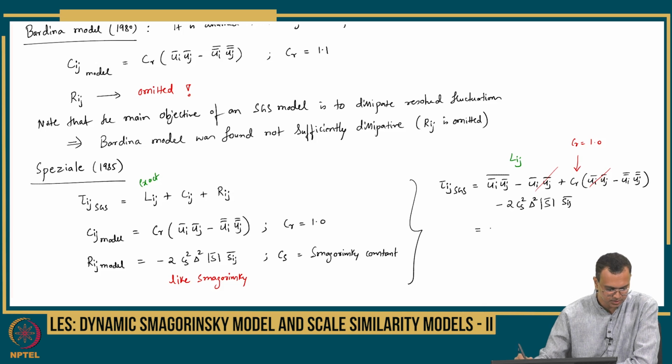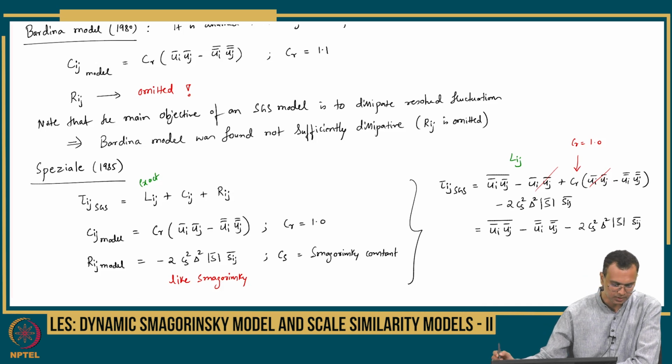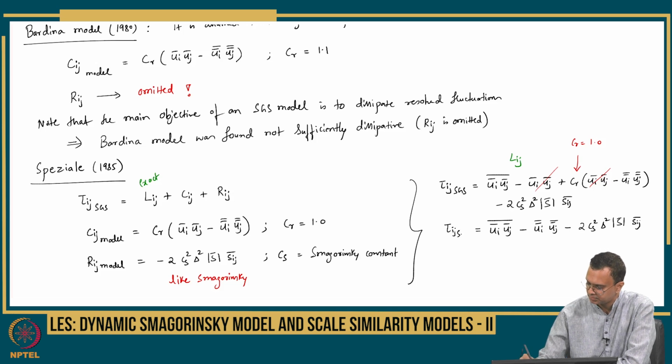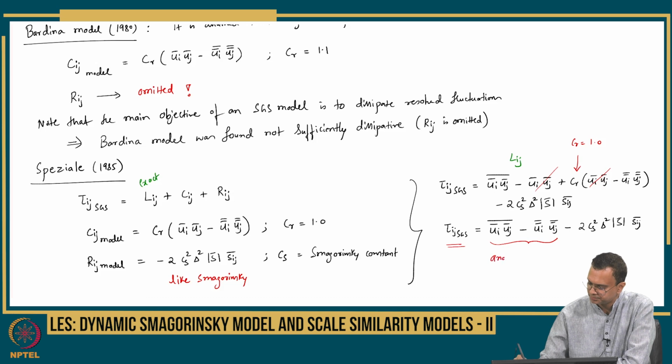Therefore, this tau ij SGS is now Ui bar Uj bar whole bar minus Ui double filtered Uj double filtered, minus 2 Cs square delta square Sij filtered. This is the final form of your Speziale model. And if you look closely, what is this? This looks exactly similar to your dynamic Reynolds stresses, only that the operation is done at the grid filter level. Right. So this is analogous to your Lij, that is the dynamic Reynolds stresses.